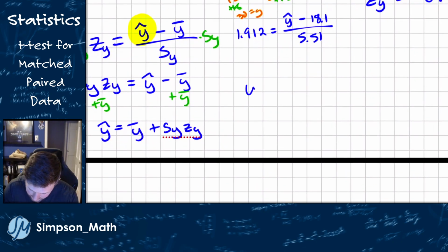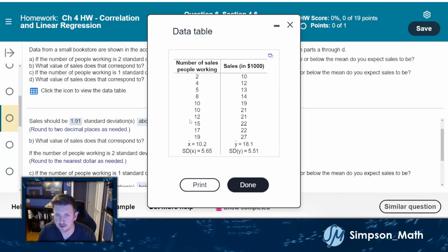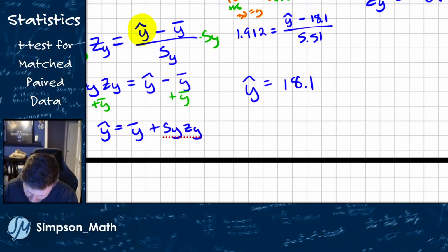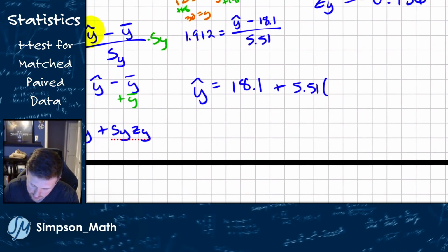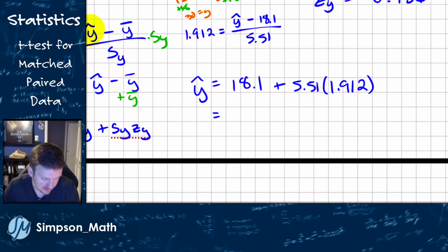So let's replace y bar with the y bar, 18.1. And just so you know where I'm getting that from, that is from our data. Data is right here. Here's our y bar, standard deviation of y. So my y bar plus standard deviation, 5.51, times our number of standard deviations. What we saw earlier in part A, it would be 1.912. So you could use 1.91 like what we rounded to earlier, but I'm going to use all the decimal places that we have just because I like to do that because it's better.